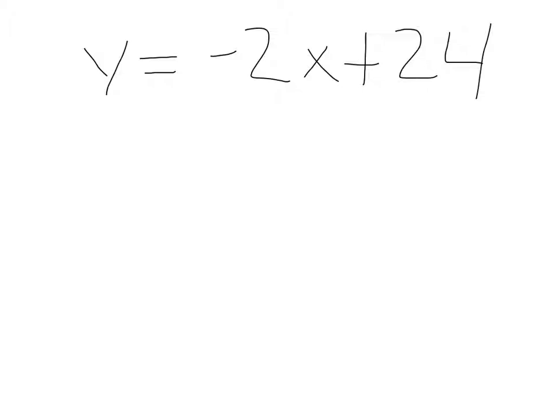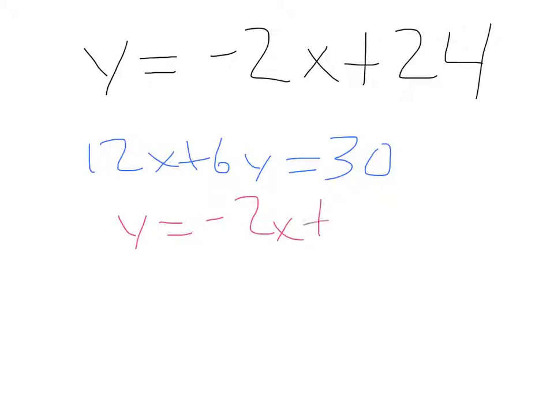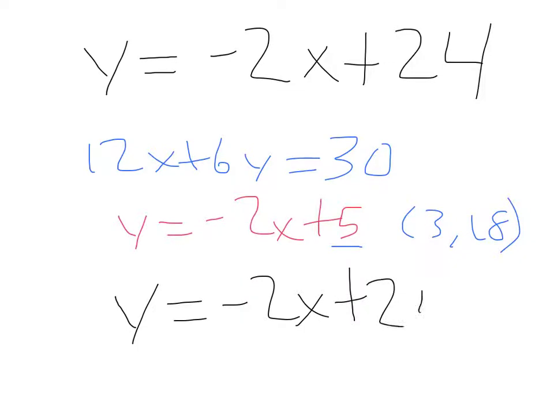So today we just went from standard form with the equation 12x plus 6y equals 30. We made it into slope-intercept form, y equals negative 2x plus 5, so that we could put it through the coordinate (3, 18). And then we solved for the y-intercept that needed to be so that it was corresponding with the coordinate. So the final answer is y equals negative 2x plus 24. And that is how you find a line parallel to another line in standard form and through a point.